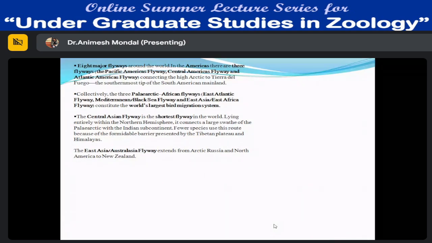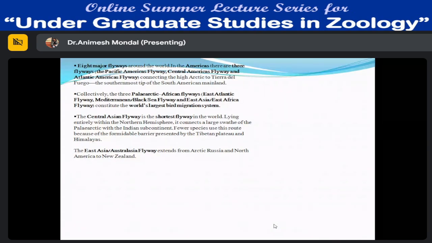So in 8 major flyways, 3 flyways are found in America. First one is the Pacific American flyway. Second one is the Central American flyway, and third one is the Atlantic American flyway. So these flyways are connecting the high Arctic region to Tierra del Fuego, which is the southernmost tip of the Southern American mainland. So Northern America and Southern America are connected through these 3 flyways.